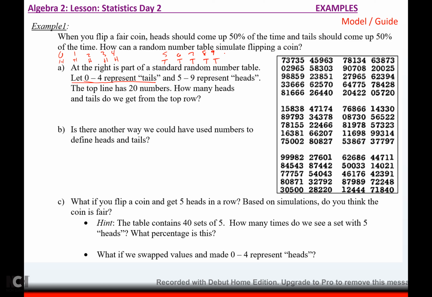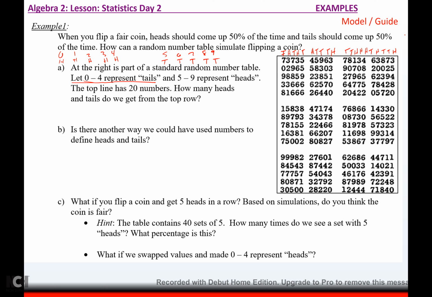How many heads and tails do we get from the top row? Well, 7 would be tails. 3 would be heads. 7 would be tails. 3 would be heads. 5 would be tails. 4 would be heads. 5 would be tails. 9 would be tails. 6 would be tails. 3 would be heads. 7 would be tails. 8 would be tails. 1 would be heads. 3 would be heads. 4 would be heads. 6 would be tails. 3 would be heads. 8 would be tails. 7 would be tails. 3 would be heads.